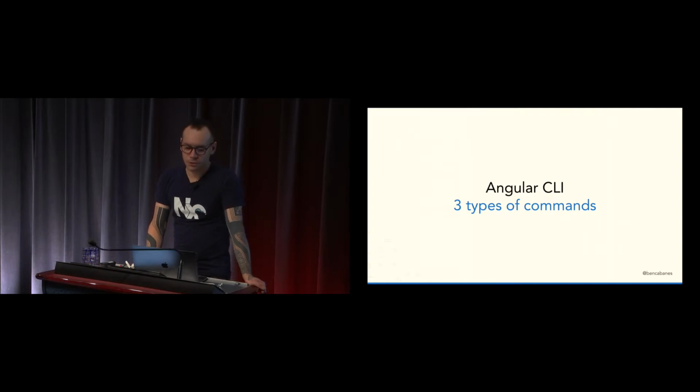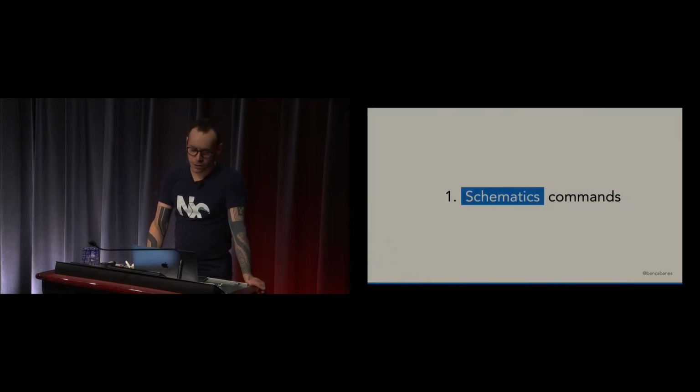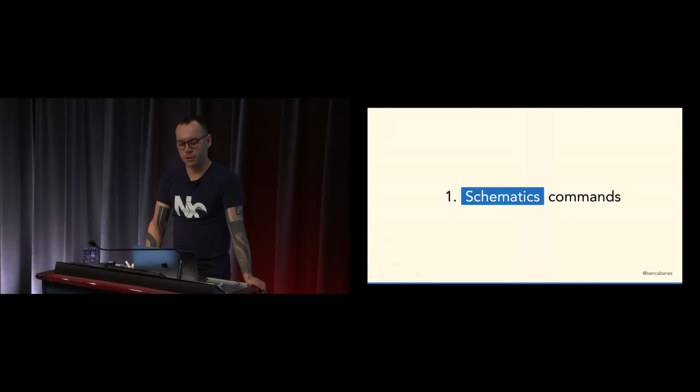Angular CLI has 3 types of commands. The first one is the schematics commands: ng new, ng generate, ng update, and ng add. They run tasks that will generate and modify your code. We won't go into them, but they help you generate a new component and project, et cetera.